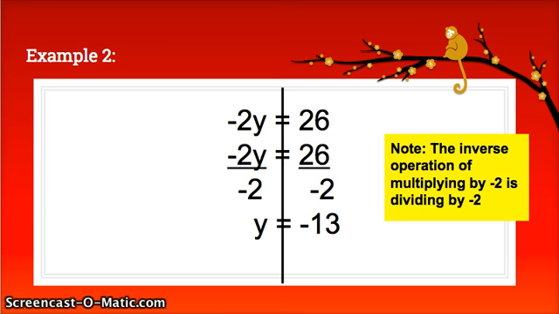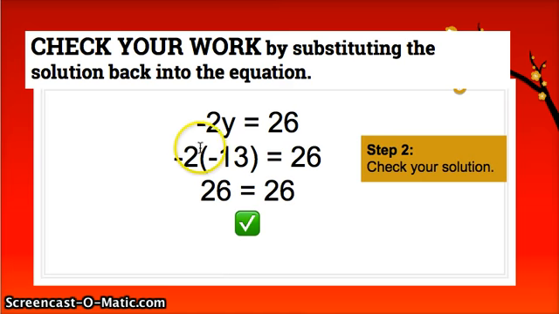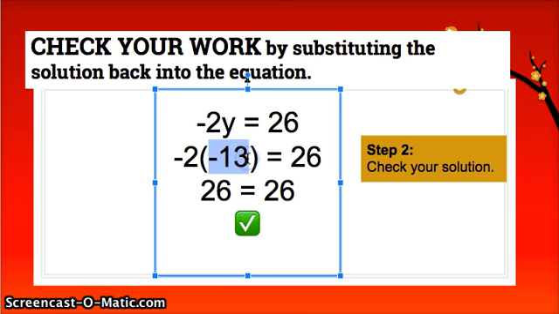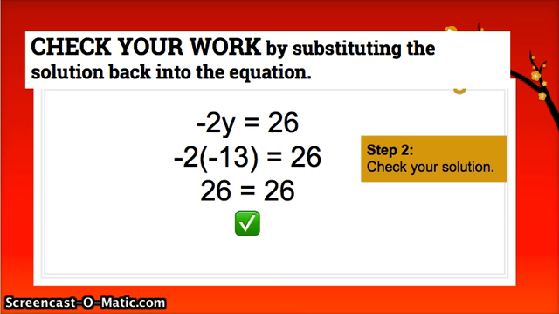Again, to check my solution, if -13 is correct, I should be able to substitute it into the equation and show that the left-hand side and the right-hand side have the same actual value. So I rewrite the equation and I substitute in -13 for y. A negative times a negative is a positive, so the value of the left-hand side is 26, which is the same as the value for the right-hand side, so this is the correct solution.